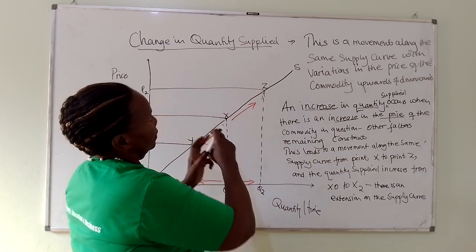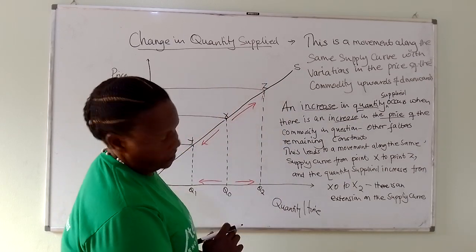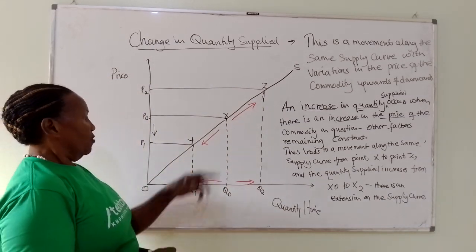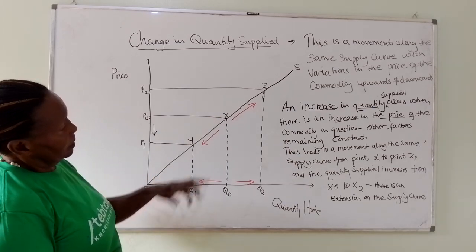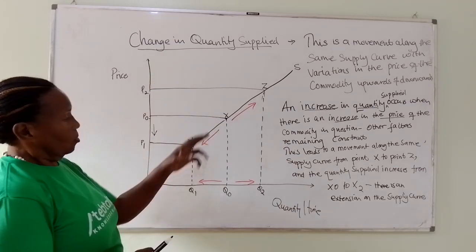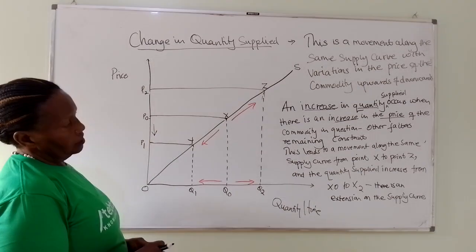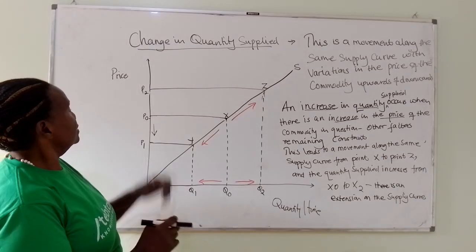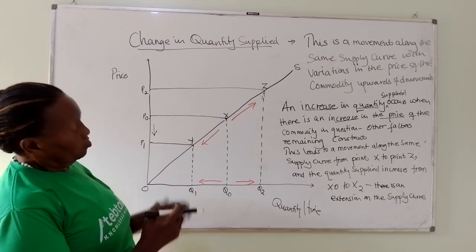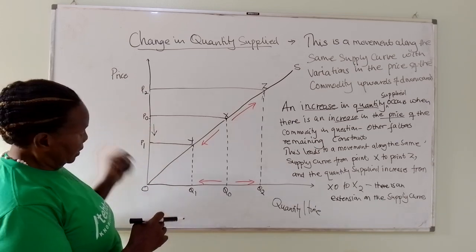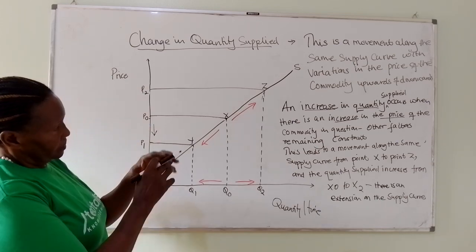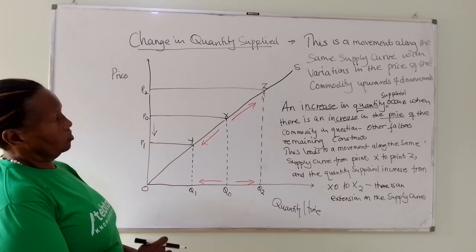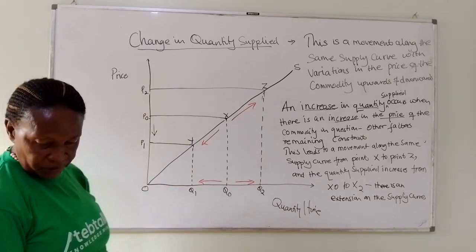So we call this one either an increase in quantity supplied or an extension in supply. Whereas whenever we move downwards, it is a decrease in quantity supplied or a contraction in supply. So our supply is contracting, reducing, getting less and less because of a decline in the price of that commodity. Whereas it extends or increases whenever there is an increase in the price of that commodity. So this concept is very important.